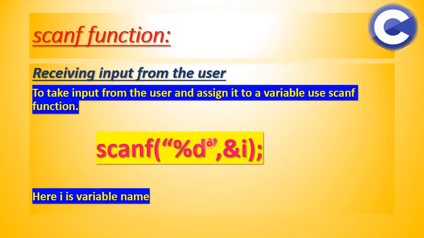Then in the double quotes, I wrote the format specifier of my input. Here, if my format specifier is %d, which is for integer, it indicates what kind of data I want the user to input. That data is of integer data type. Then comma, then this operator, and then I. So here I is the variable name.